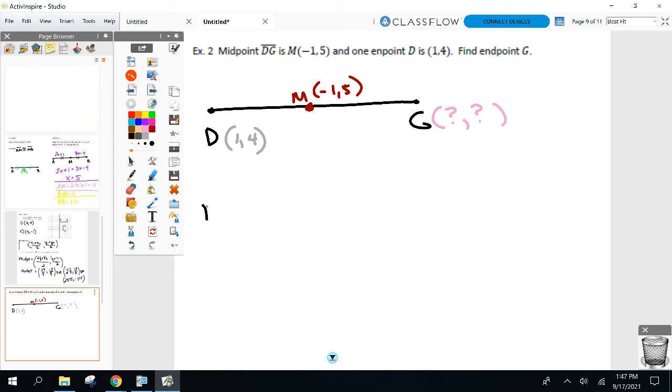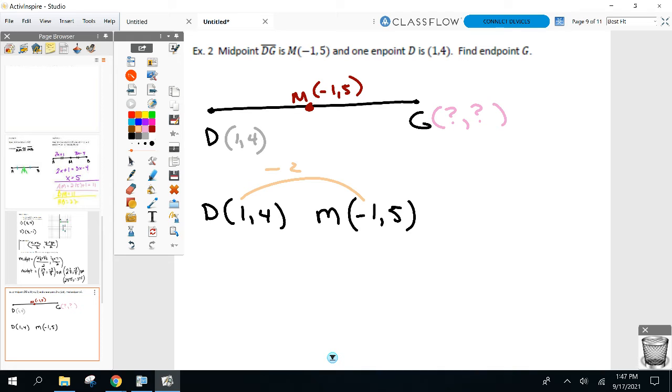Well, you tell me. If I start at 1, 4, and I go over to the midpoint, which is right in the middle, 1, 5. Let's start on the x-axis with me. If I'm going to start at 1 on the x-axis and go to negative 1, how many units did I just travel? 2 to the left or right? I just went 2 to the left to get there.